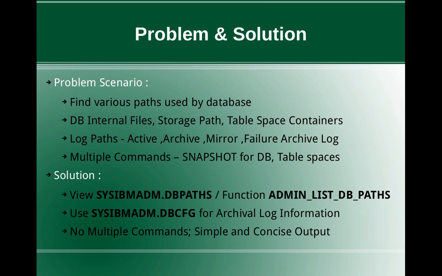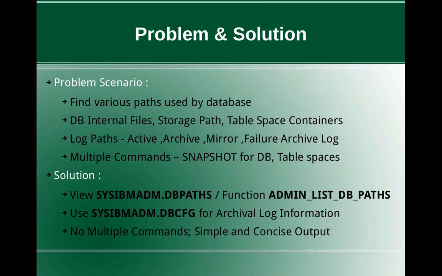And log paths, so there are various log paths involved. One is the active log directory, another is the archival log directory, and the mirror log directory, which is just a backup for the active log directory, and the failure archive log directory, which is used when the archive log path becomes full, so it can use the failure archive log path. So those are the various log paths available.